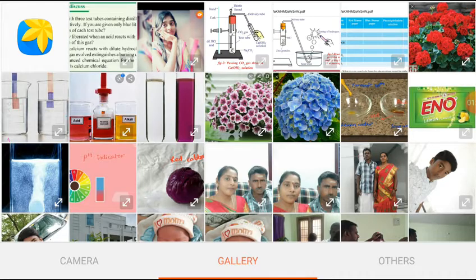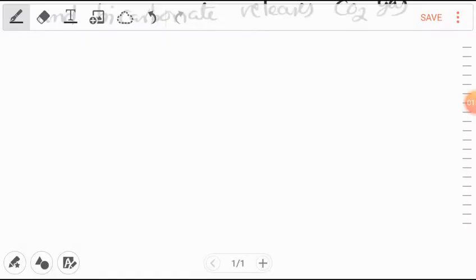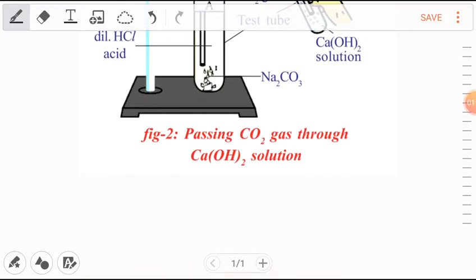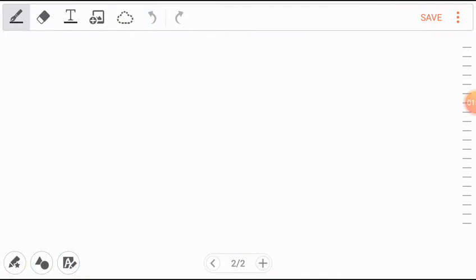So this is the experiment. In the test tube we took sodium carbonate and we added dilute HCl into it. An acid reacts with the carbonate. CO2 is released through the delivery tube. We bubble it into calcium hydroxide, called lime water. Lime water turns milky. It is precipitated. So this is the test for carbon dioxide. Now, in a simple way, I will give you short notes.